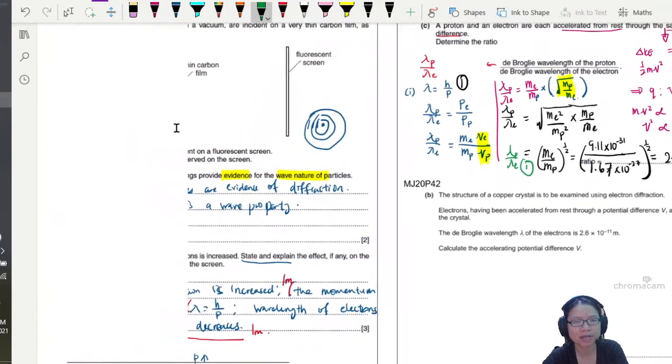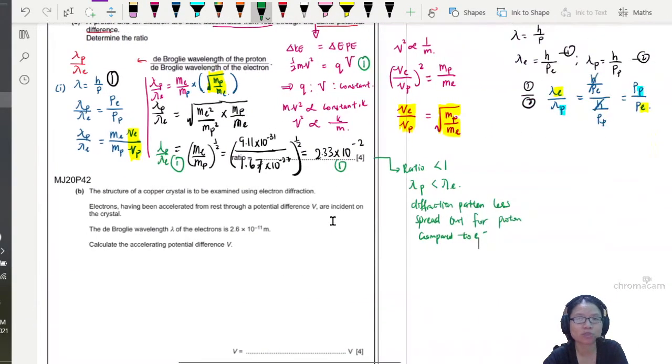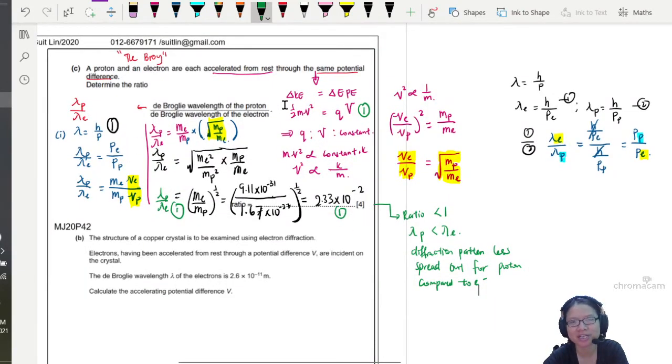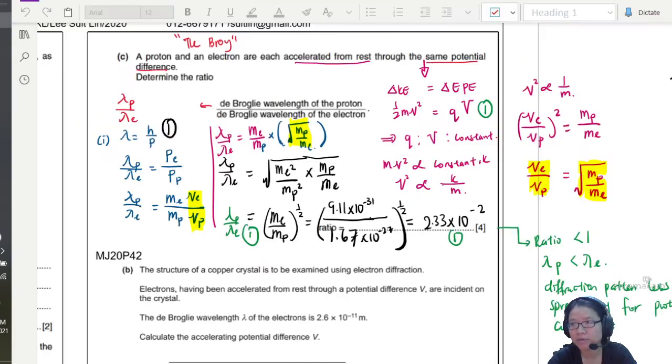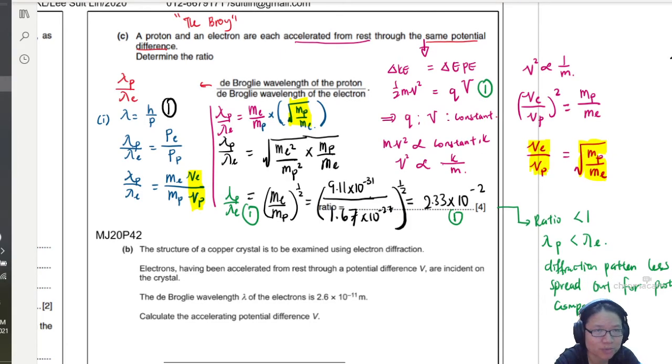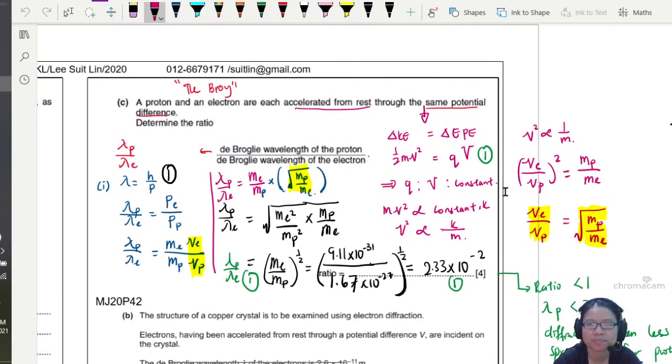Make sure you understand the setup and what the observations mean. Also, normally if it's a 4-mark calculation, there are probably multiple steps. So I've labeled the steps. This is step 1, which, okay, that was obviously a lag. Hashtag pray for my computer. Anyway, step 1, you think of, if you want the de Broglie wavelength, what is the relationship?